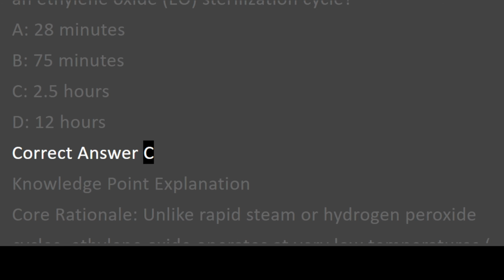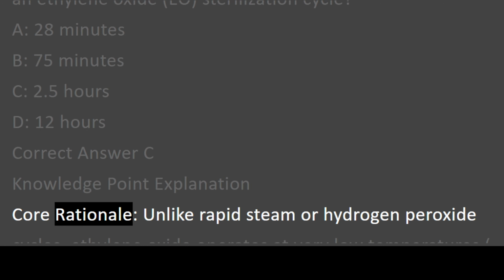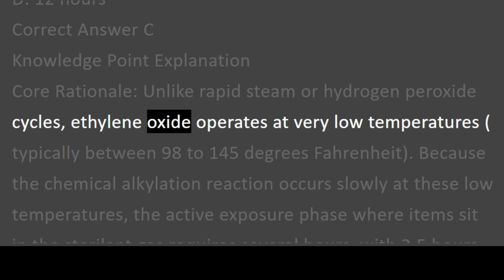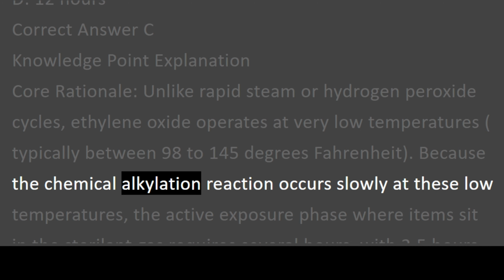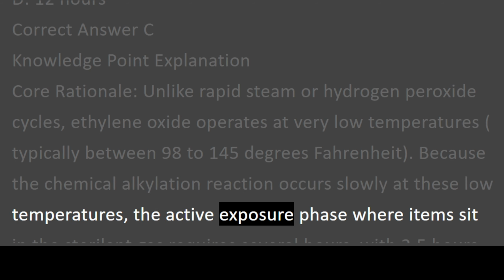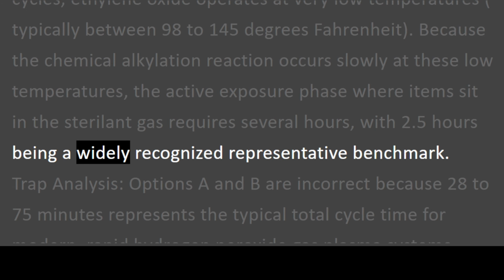Correct answer C. Knowledge point explanation. Core rationale. Unlike rapid steam or hydrogen peroxide cycles, ethylene oxide operates at very low temperatures, typically between 98 to 145 degrees Fahrenheit. Because the chemical alkylation reaction occurs slowly at these low temperatures, the active exposure phase where items sit in the sterilant gas requires several hours, with 2.5 hours being a widely recognized representative benchmark.